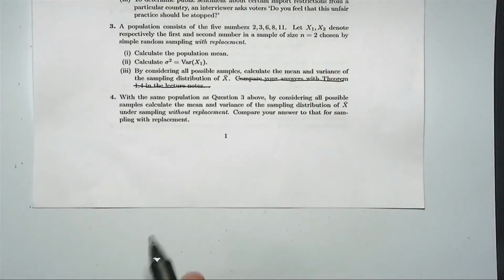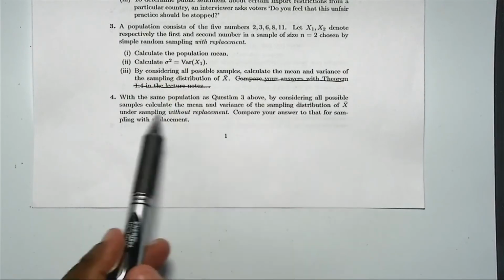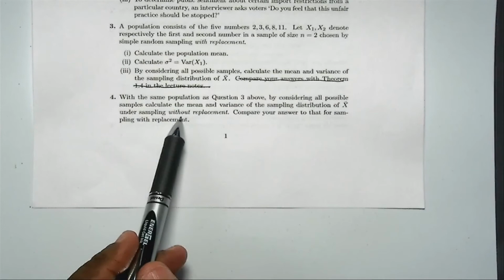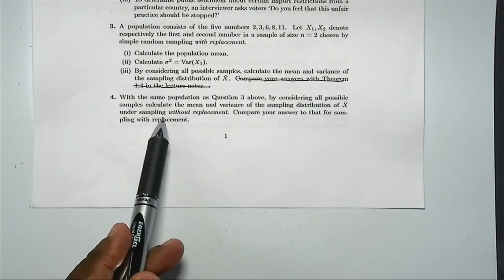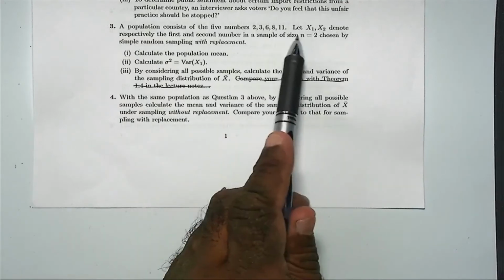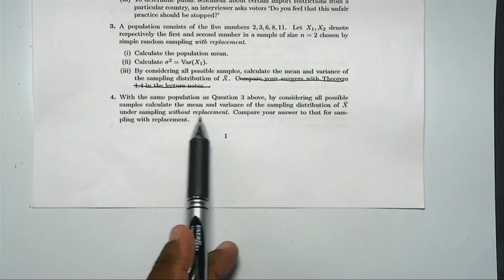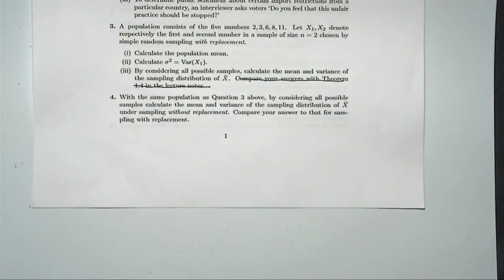So it's an extension of question 3. The question is to repeat basically what is in part 3 of question 3, but when the sampling is without replacement. So here we did it with replacement, but here we're going to do it without replacement. All right, let's see how we can do it.